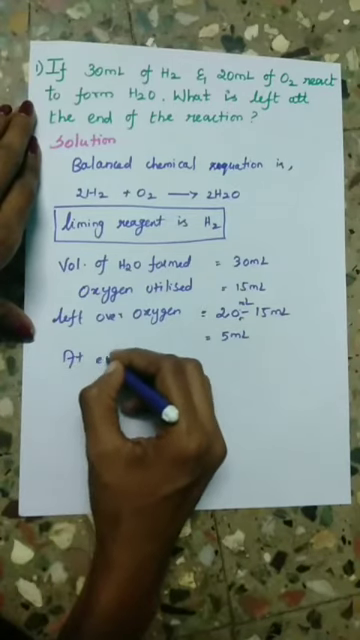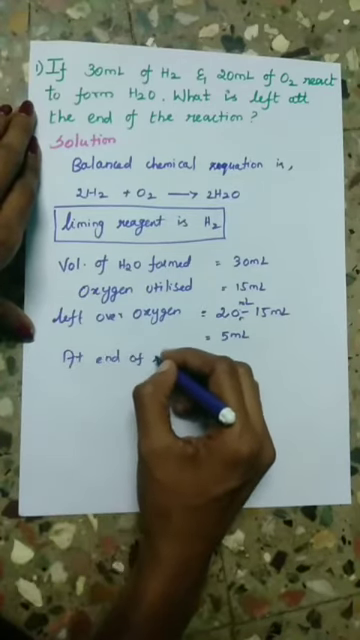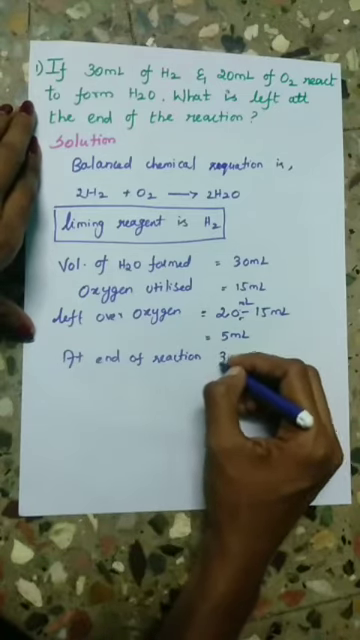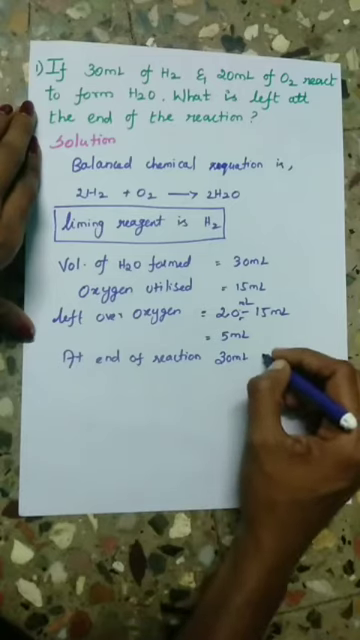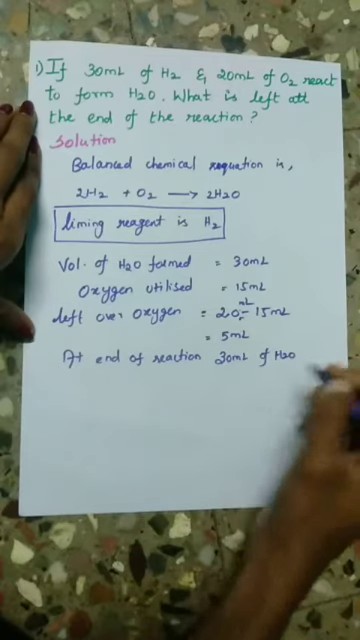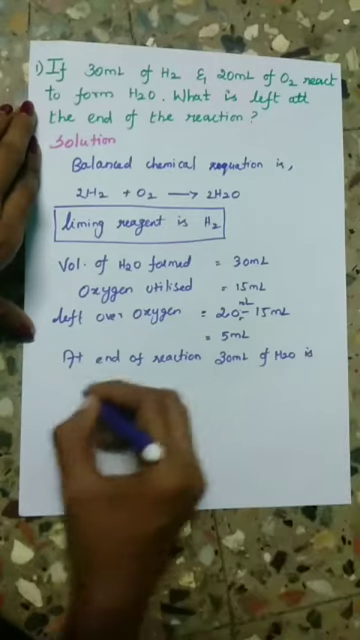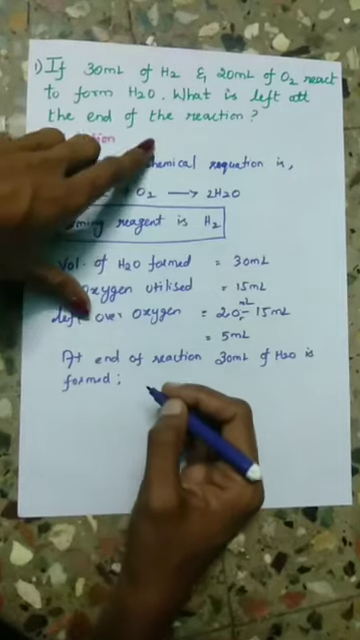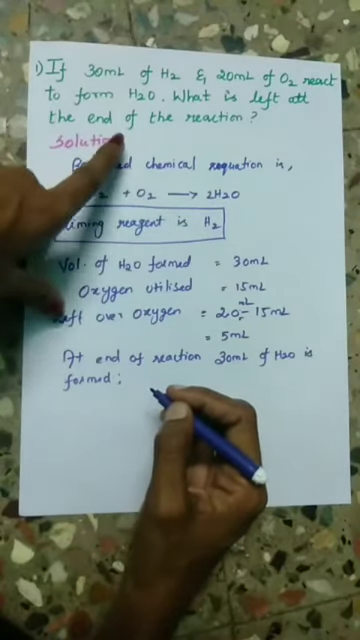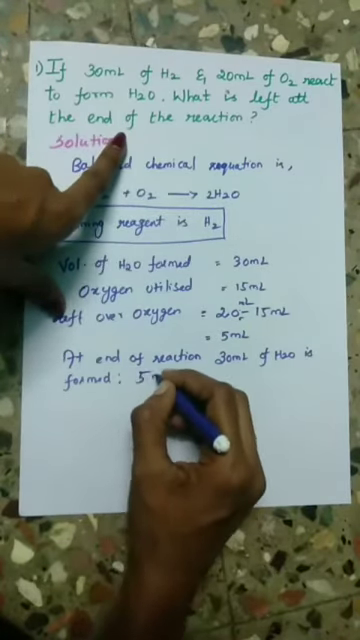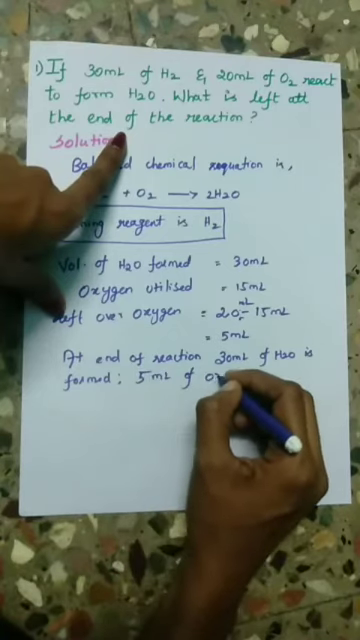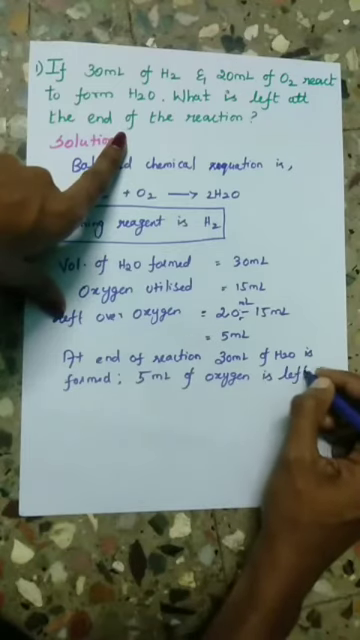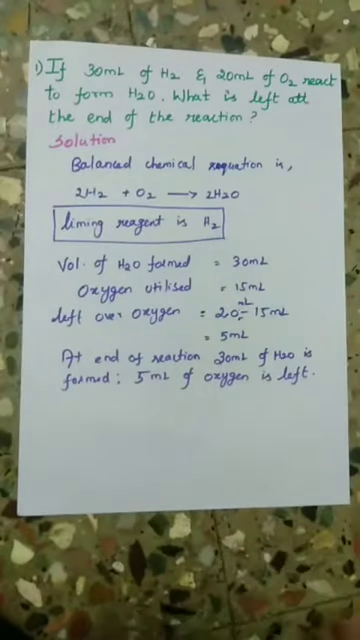So the answer is: at the end of the reaction 30 ml of water is formed, and our question is what is left at the end of the reaction, that is 5 ml of oxygen is left. So this is only the first question.